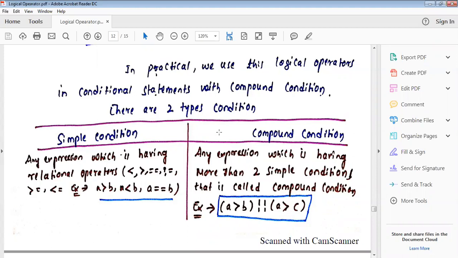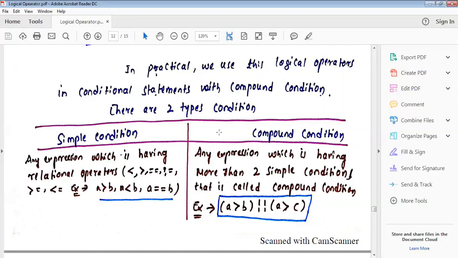While writing the compound condition, we must and should use the logical operators.